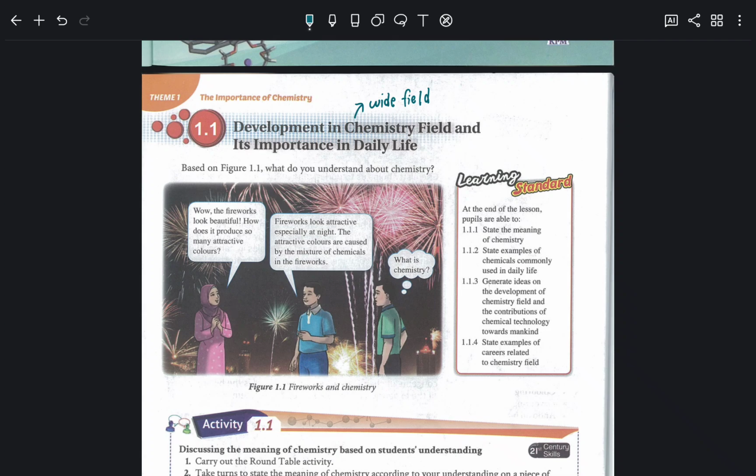Top up benda-benda yang you tak tahu masa Form 1, Form 2, Form 3 kat Form 4, Form 5 ni. Okay, don't be sedih ke ataupun demotivated untuk study chemistry. No, that's not the way.